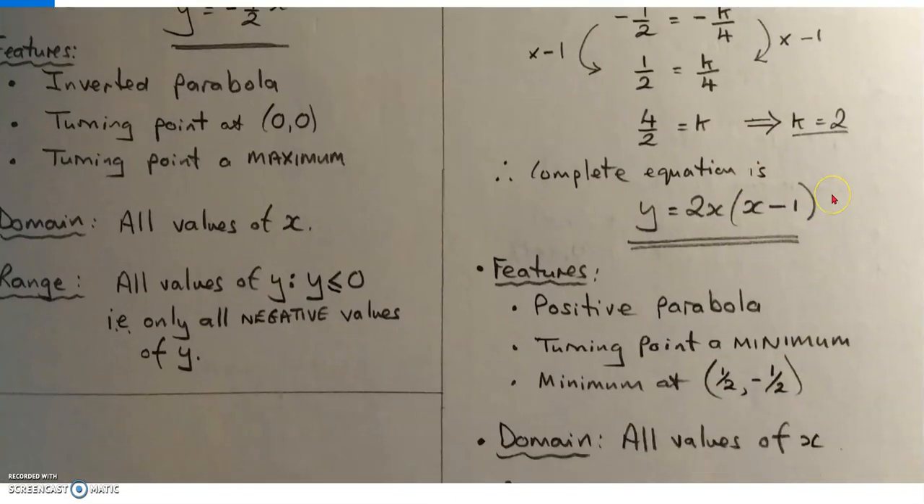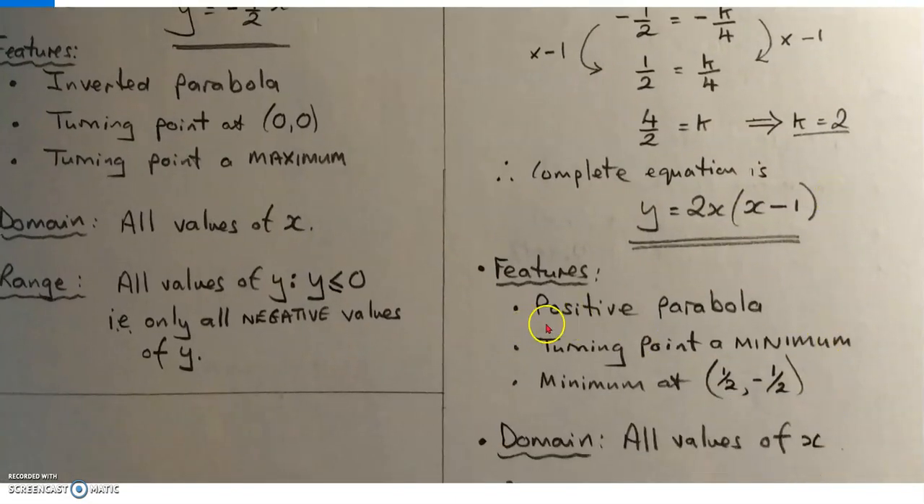And talking about the features, we have to state its name, a positive parabola. We have to state the fact that it has a turning point, the turning point is a minimum, and the minimum is at minus a half, minus a half there.